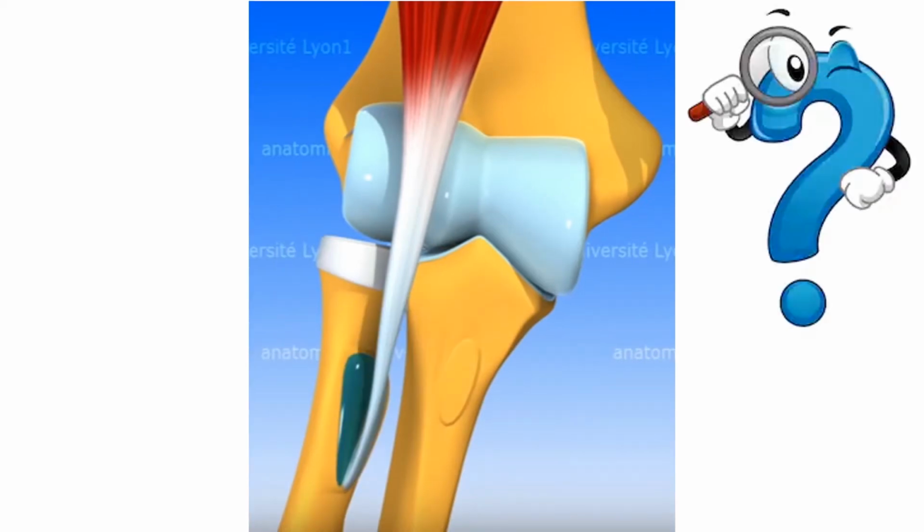Questions. What is this area? It is showing us that as the biceps brachii inserts into the radial tuberosity, between the tendon of the biceps and the tuberosity there is this blue structure. This is called a bursa. A bursa is a sac filled with synovial fluid to prevent friction and prevent damage to the tendon.